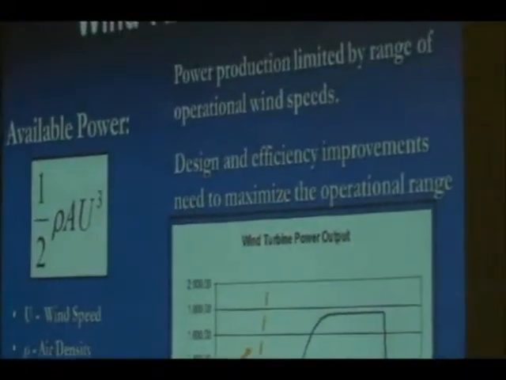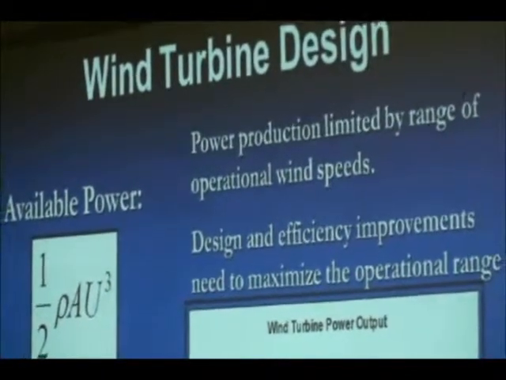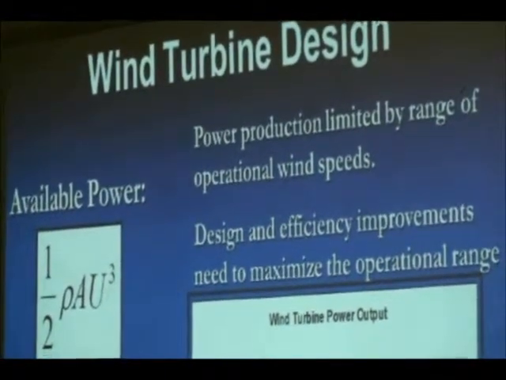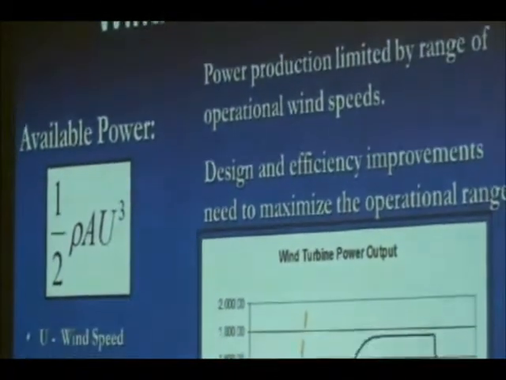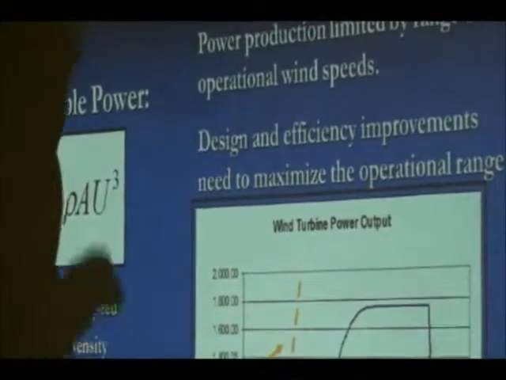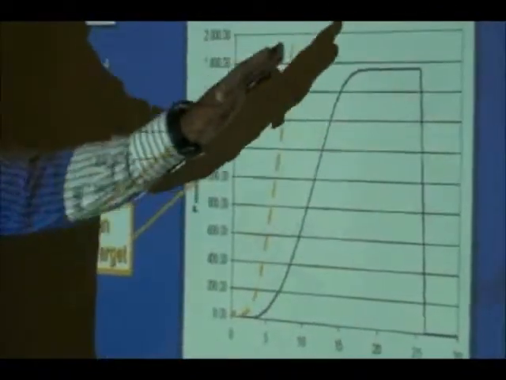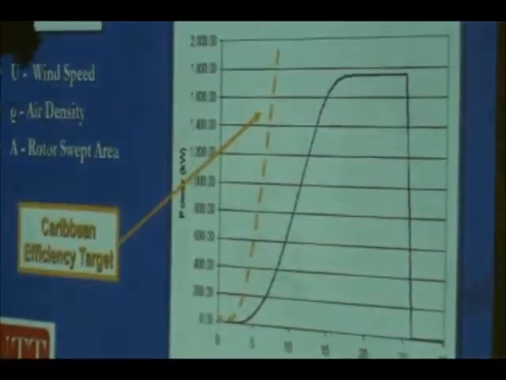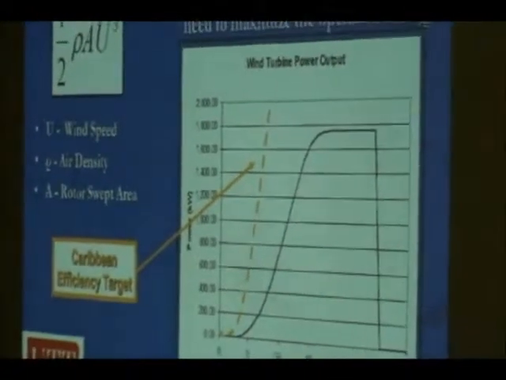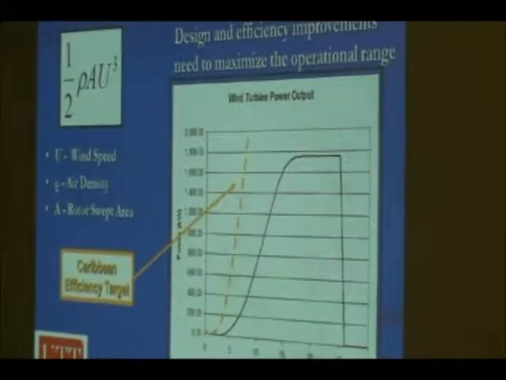In wind turbine design, the power production is limited by the range of operational speeds, and design and efficiency improvements need to maximize this operational range. If we look at a basic plot of wind speed against power, you'll see that from no wind speed, the wind speed increases the power output according to the power formula. The wind speed increases power by the cube of the wind, basically.